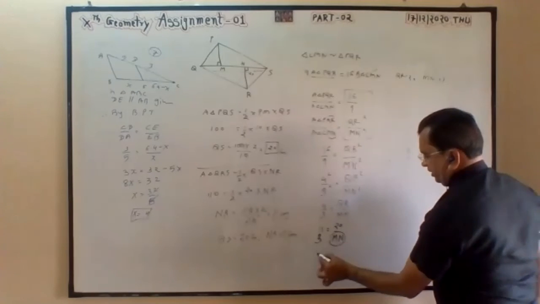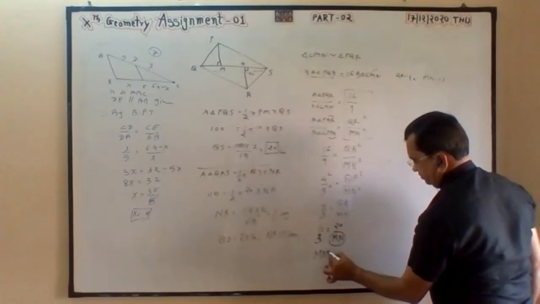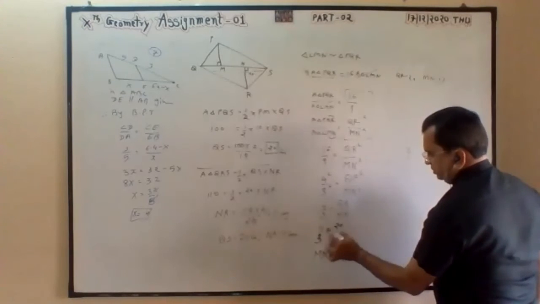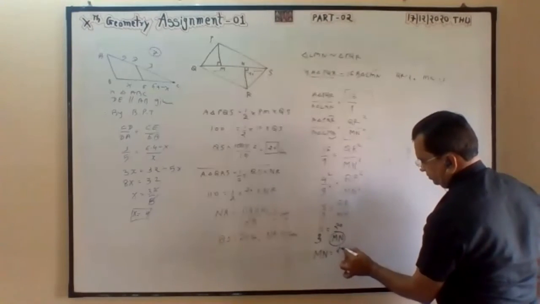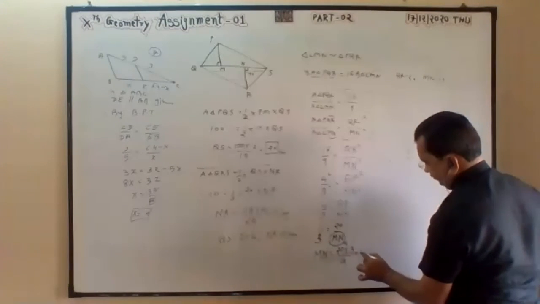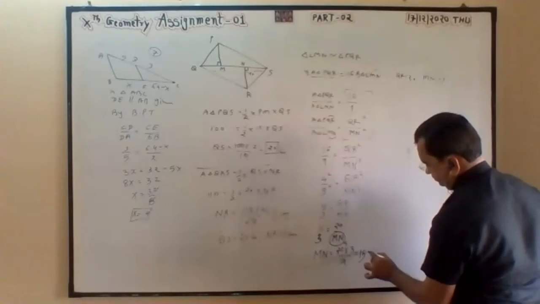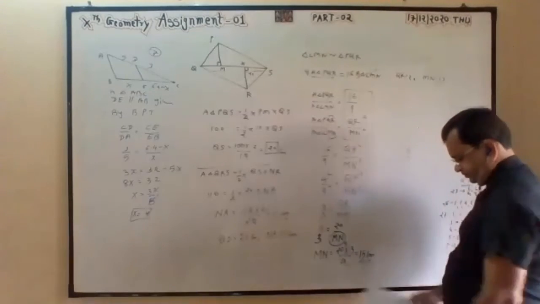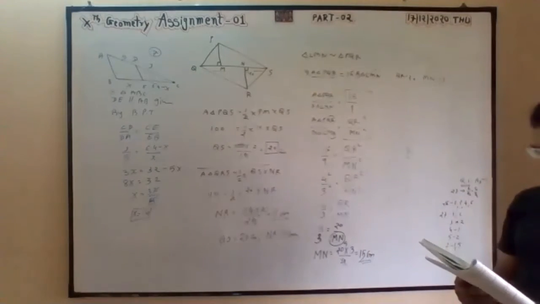Now Mn we want, Mn. This into this divided by 4. 4 5s are 20, 5 3s are 15. Correct?